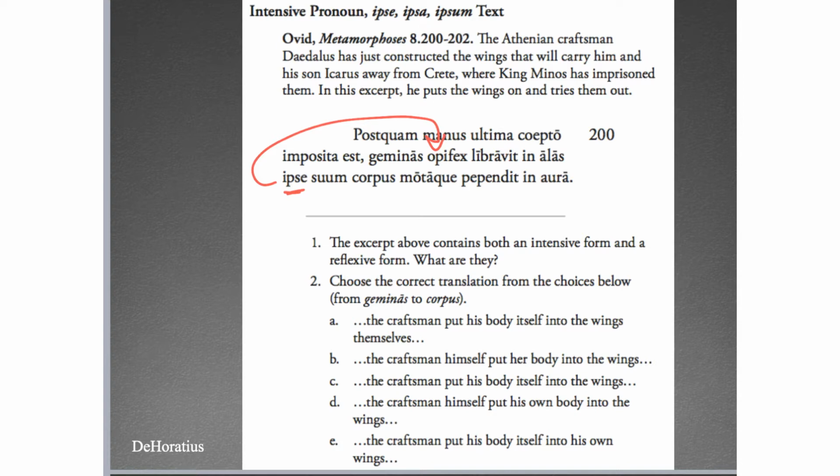All right, and so down here you have some multiple choice. The body itself, the craftsman himself, the body itself, the craftsman himself, the body itself. So we're going to eliminate A, C, and E because, of course, ipse can't agree with corpus. Ipse has to agree with opifex because ipse is nominative. And because we know Daedalus is a man, it's got to be D, his own body, right? Her own body can't work unless we're dealing with a woman, which we are not. But the important thing here is the intensive, the craftsman himself, right? So Daedalus himself, the opifex himself.